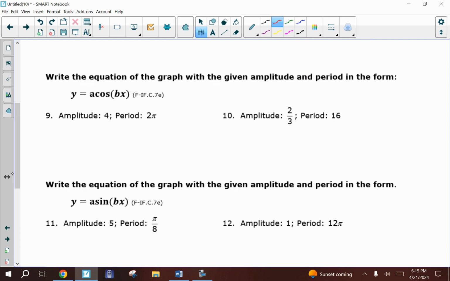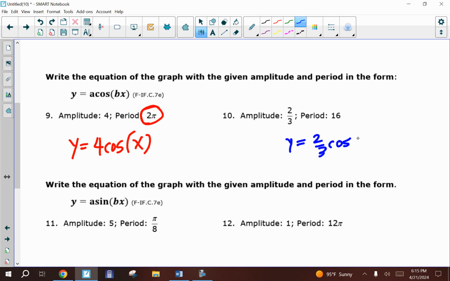Okay, write the equation of the graph with the given amplitude and period in the form y equals a cosine of bx. So the amplitude is 4, so that always goes in front, so 4 cosine. And then if you remember from class, I told you guys, anytime your period is 2 pi, you don't have to do any math because that just means there's an x in here all by itself. So the next one says amplitude is 2/3. So I'm going to have y equals 2/3 cosine.